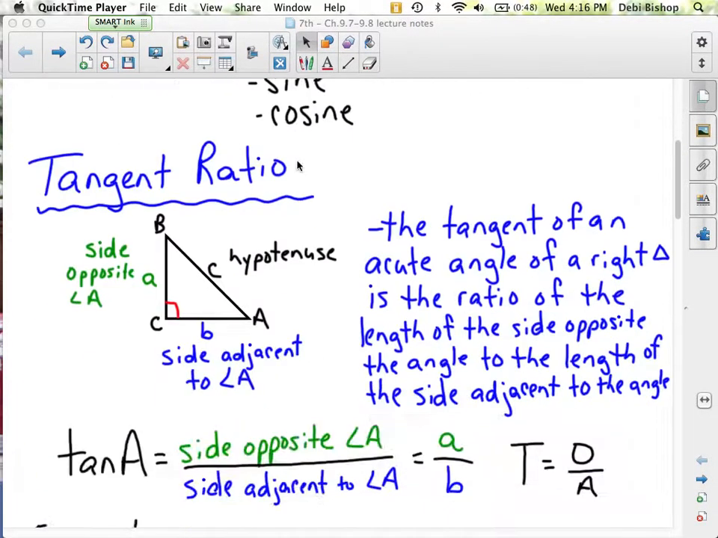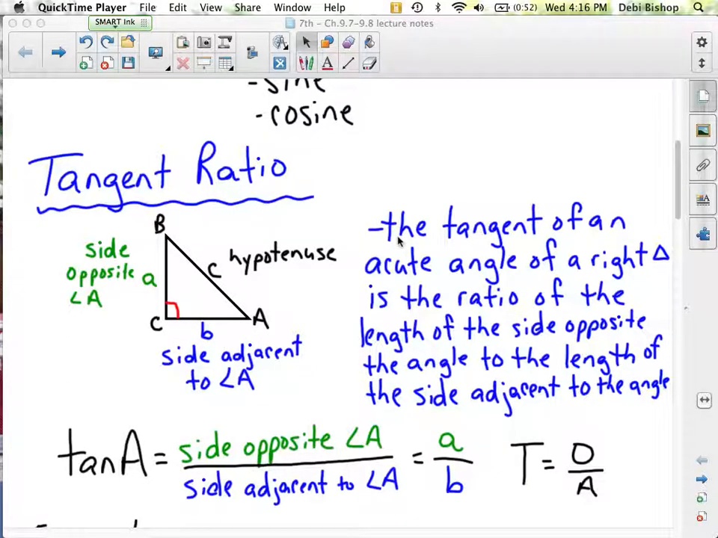So, for example, our tangent, if we have a right triangle, you can see here, wherever the right angle is, your two legs are your sides, and then your hypotenuse is always opposite of the right angle. So, you can see in this section, if you were looking for angle A, that segment BC is opposite, so that's the side opposite of angle A. And you can see that segment CA is your side adjacent to angle A.